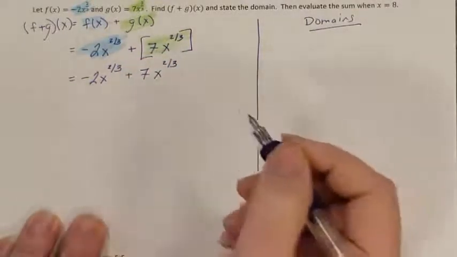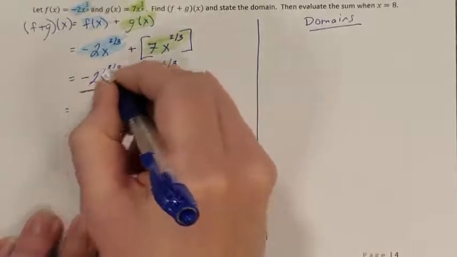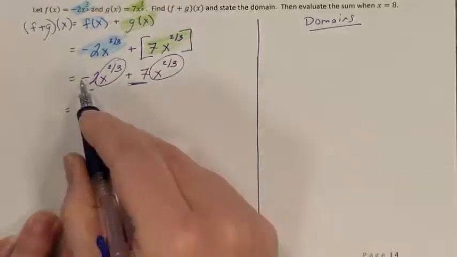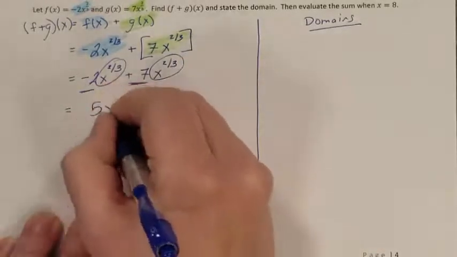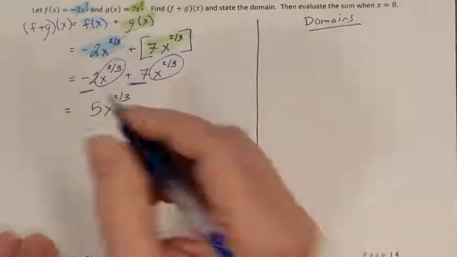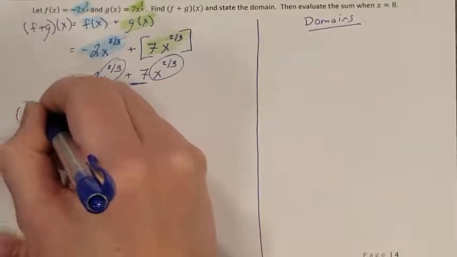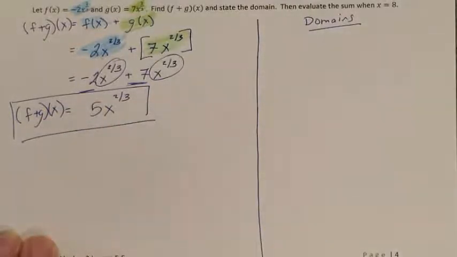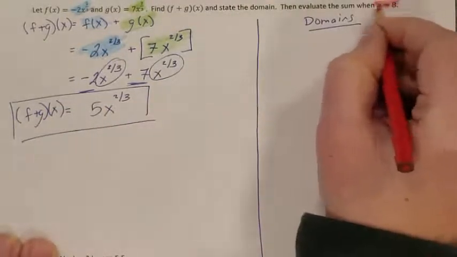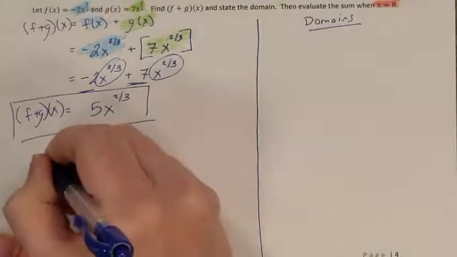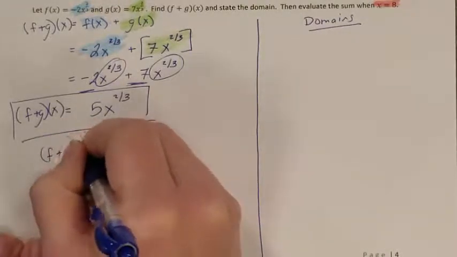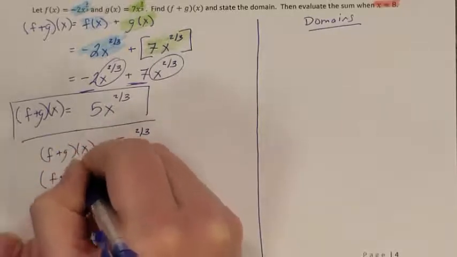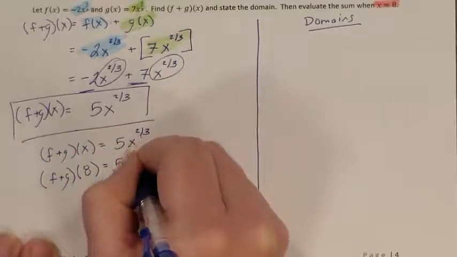I am counting x to the 2/3. There were negative 2 of them, and now I'm adding 7 of them. Negative 2 plus 7 says I had 5 of them. So this is my f plus g of x rule. Well, now I'm being asked to evaluate this when x is 8. So my f plus g of x rule evaluated at the value of 8.